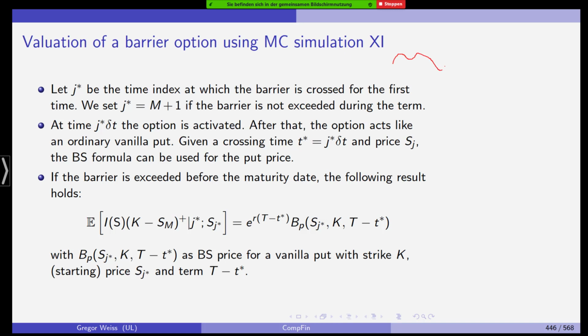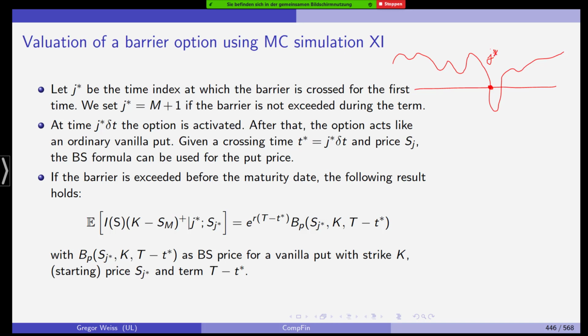Let's assume this is the stock price and the barrier is here. Well, at this point here, if it's a down and in put, at this point, you know this is J star.